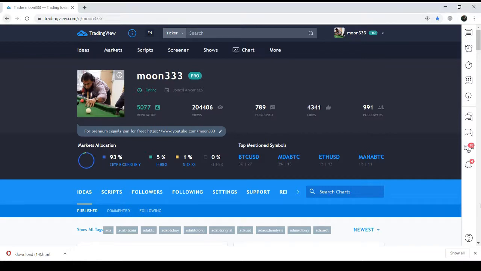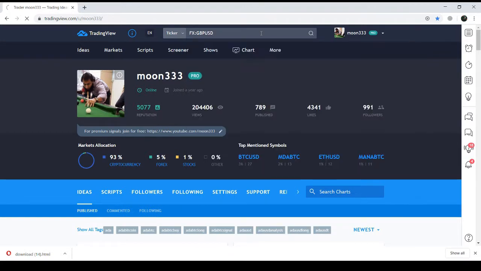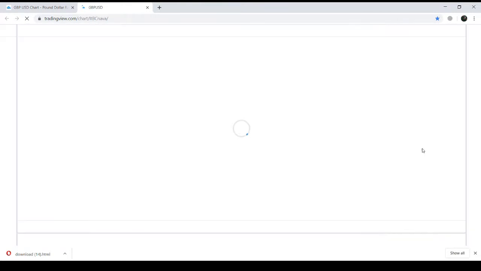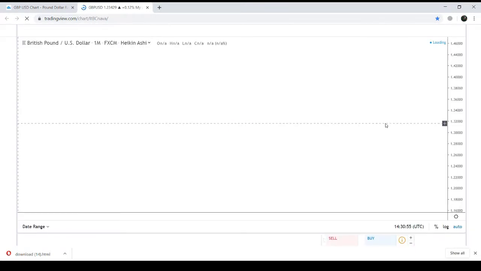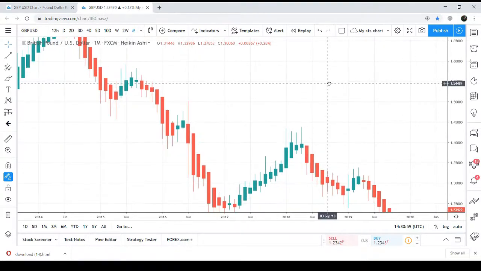Today I have found the British pound with US dollar trade for you guys, and the British pound is going to take a big move against the US dollar. So let's move to the live chart. The British pound with US dollar live chart, and it would be the 1 month live chart. I'm just taking you to the live chart, and this is the chart. I need to do some adjustment to make it more visible for you.